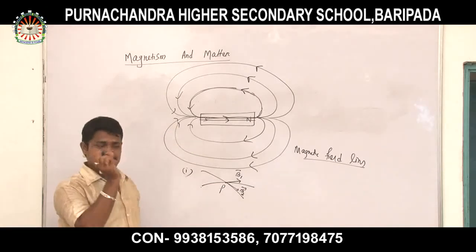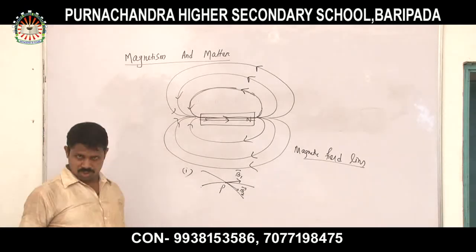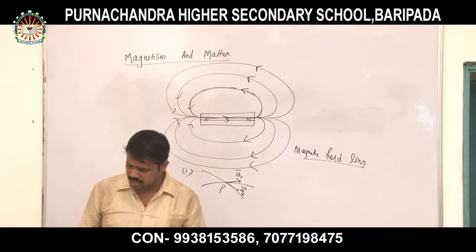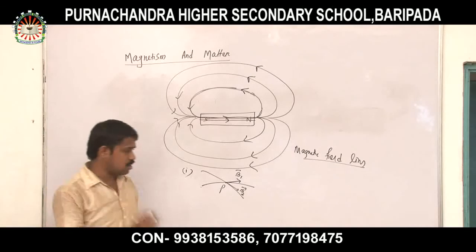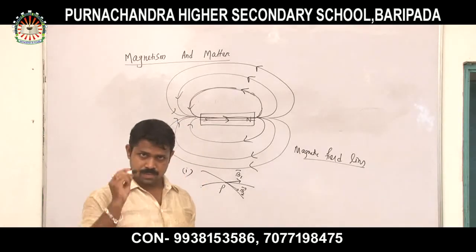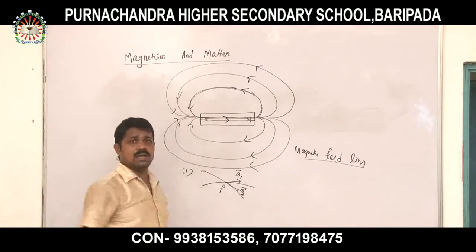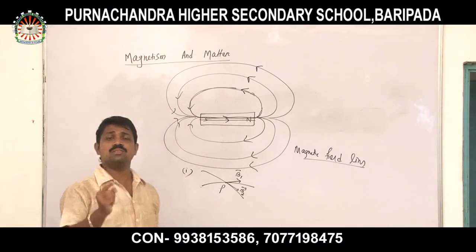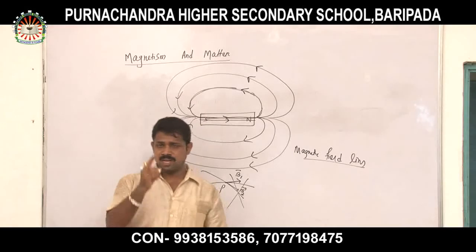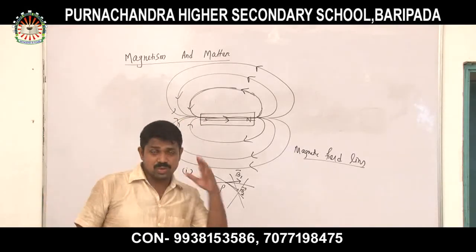Understood all of you? But unfortunately this is not possible. This is not possible because, listen very carefully, at a given point we cannot get two different directions of magnetic field. That's the reason why magnetic field lines cannot intersect with each other. So this is not possible. It's a very important question: why do magnetic field lines not intersect with each other?